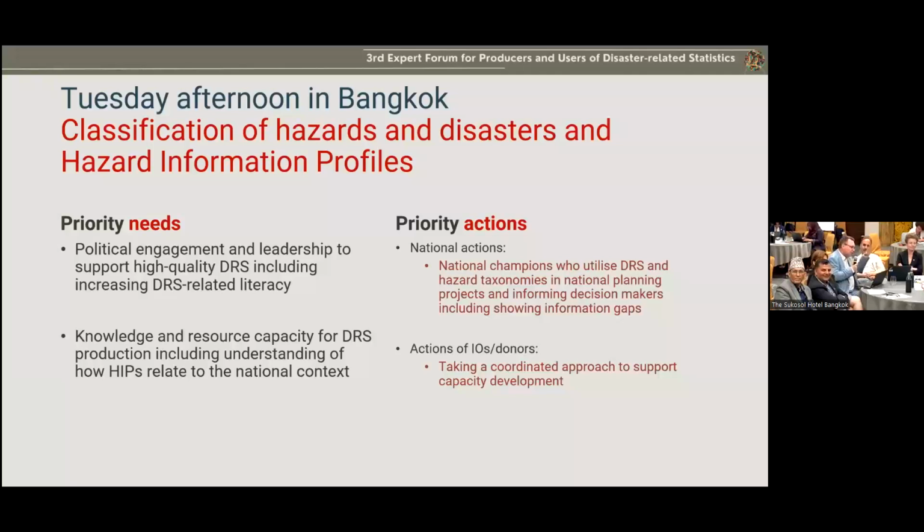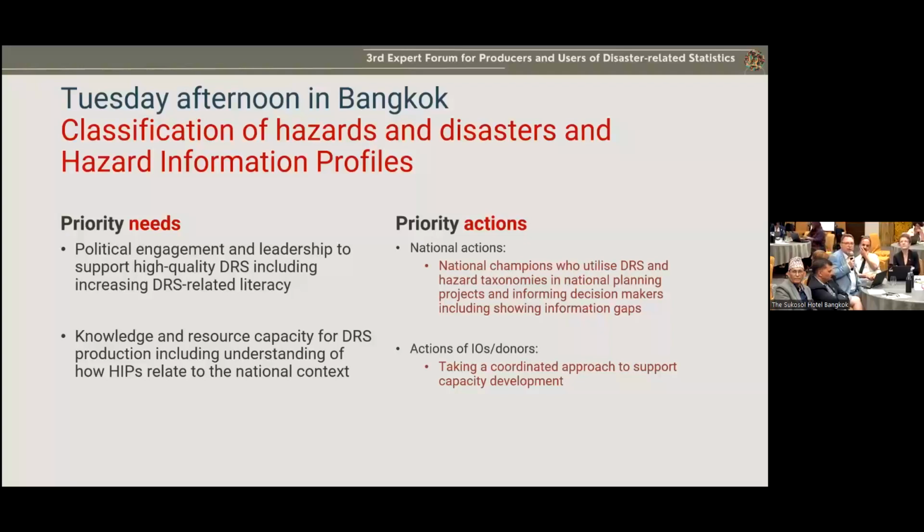So assuming there is a common understanding, that is something really useful on all levels for the harmonization, but the needs is to have political engagement and leadership to support high quality disaster-related statistics, including increased disaster-related statistics literacy on all levels, meaning on the policymaker levels, but also on the expert level and on the general public, because only then you can understand why this is so important.